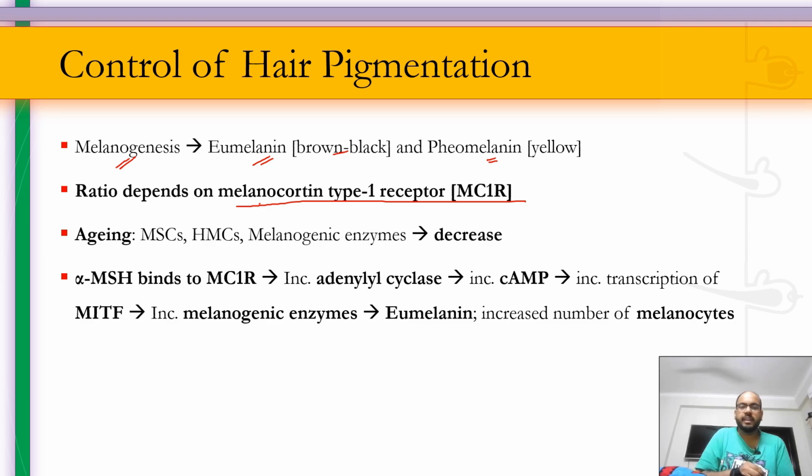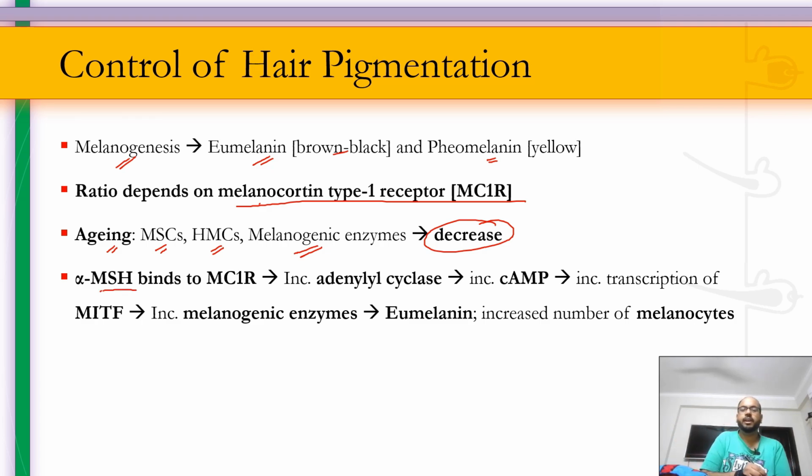Clear? With age, the melanocyte stem cells die off, the hair melanocytes die off, and the level of melanogenic enzymes also decreases with age. That is why you have graying of hair as the person grows.